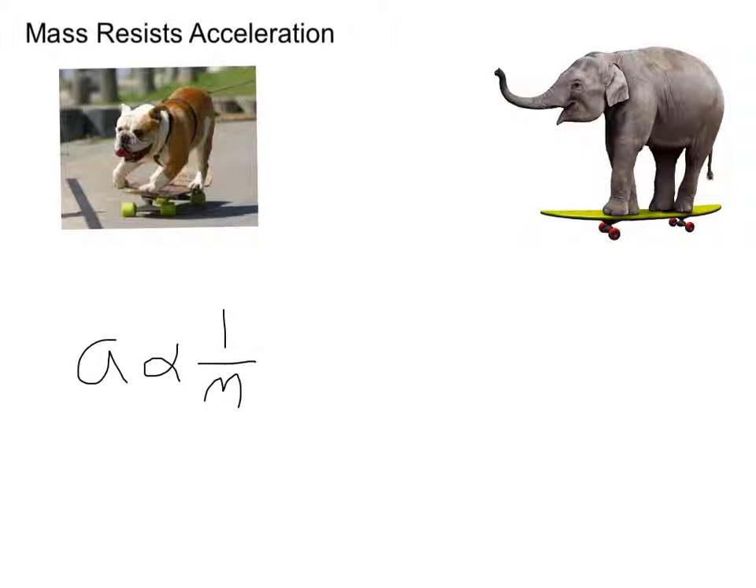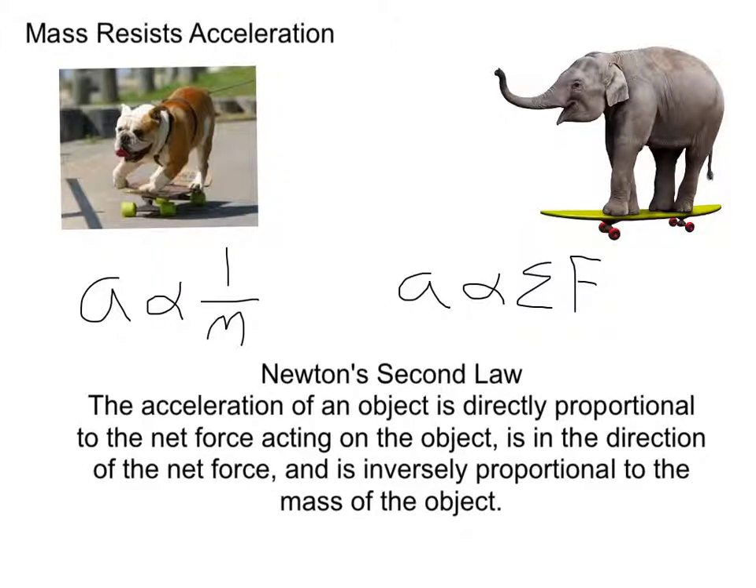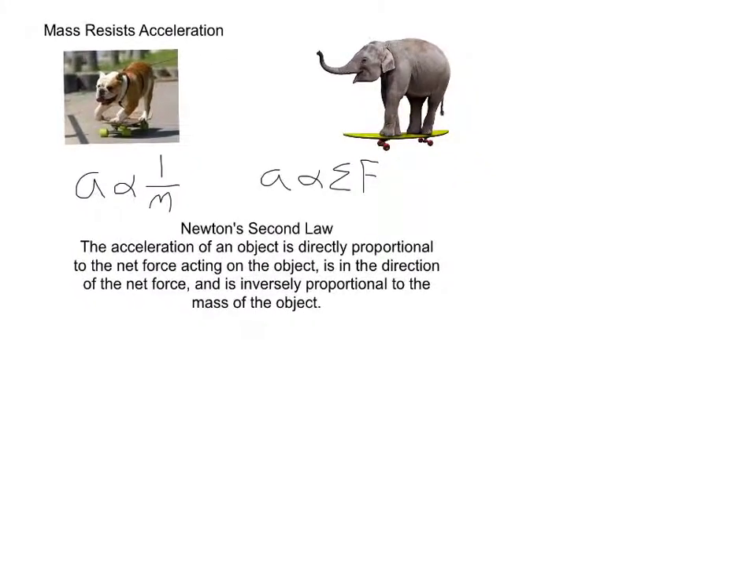So these two relationships that we've looked at, that acceleration is inversely proportional to the mass and that acceleration is directly proportional to net force, we know as Newton's second law. Newton's second law states that the acceleration of an object is directly proportional to the net force acting on the object. It's in the same direction as the net force and is inversely proportional to the mass of the object. So to summarize Newton's second law and put it into its briefest form, we're going to say that acceleration is equal to the net force over the mass.